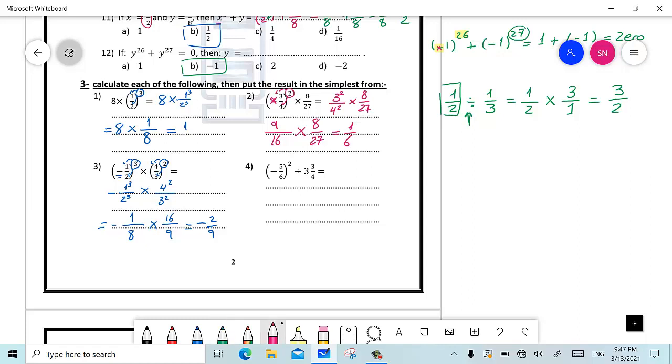First of all, when I find a mixed number, I go and change it to an improper fraction. But let's look here at the negative. I have a negative number raised to an even power, so the negative is going to be cancelled. I have here now 5 to the power of 2 over 6 to the power of 2, and I'm going to divide it by, I'm going to change this mixed number to an improper fraction. So I have 15 over 4.